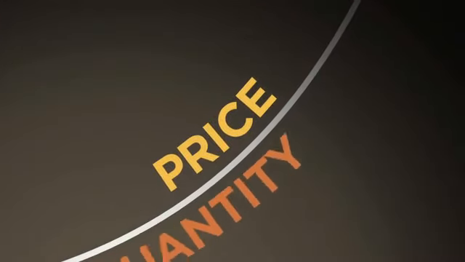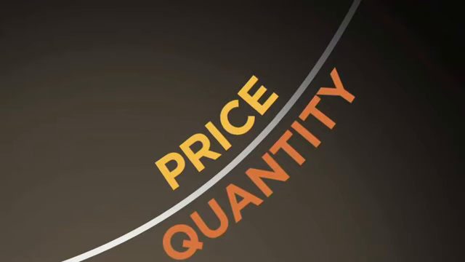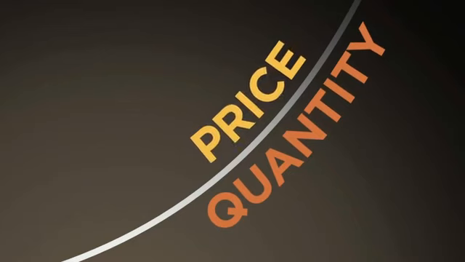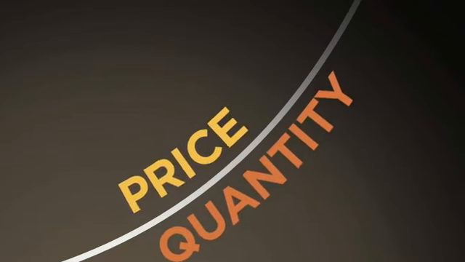The upward slope means that there's a direct relationship between price and quantity supplied. When price rises, the quantity supplied rises, and when price falls, the quantity supplied falls. In fact, we could recreate this same scenario with almost any good or service and get the same result, an upward sloping line. This upward sloping line is called a supply curve.